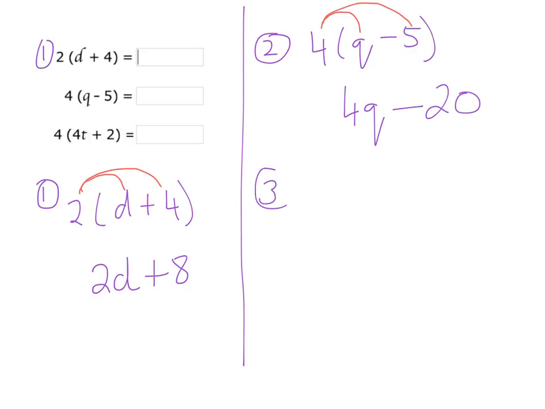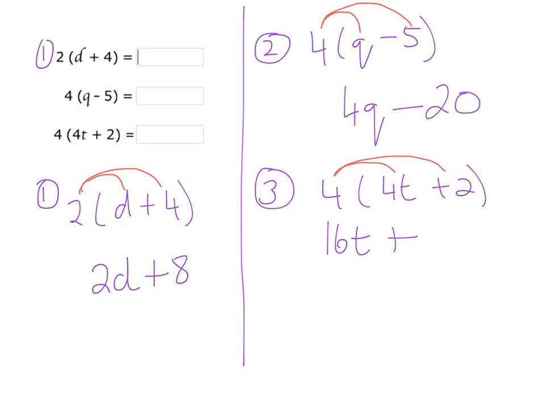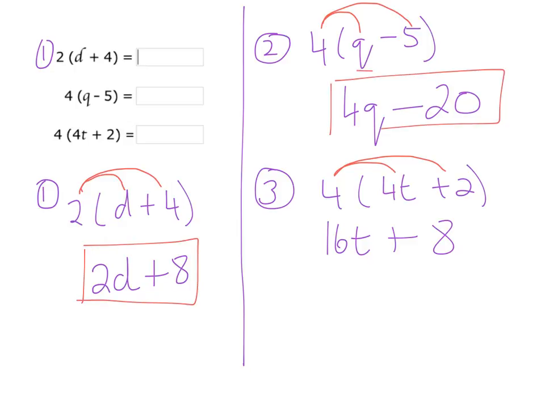And then the third one here, I have 4 bracket 4t plus 2. So again, it's 4 multiplied by 4t, and that will give me 16t. And then I have a plus by a plus, so it will be plus. And this last part is 4 by the second term, which is 4 times 2, which will give me 8. All right, so different ways of working out a single term against a bracket.